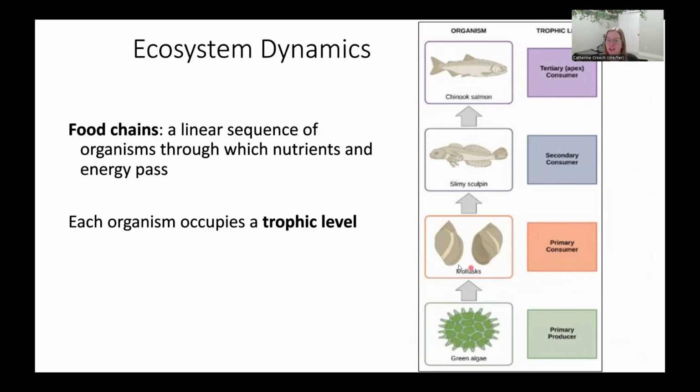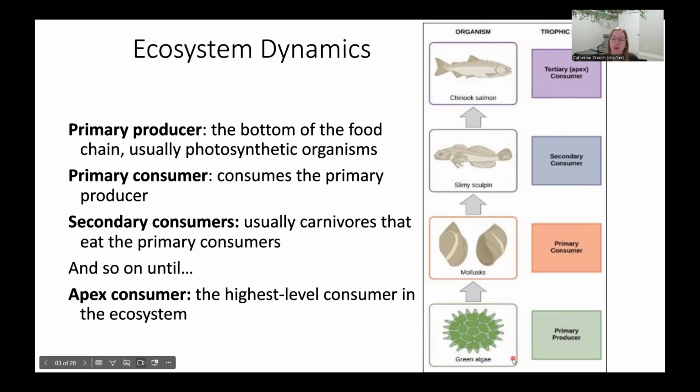Each level in the chain is called a trophic level. At the bottom, we have our primary producers. Those are going to be photosynthetic organisms, not always, but usually they're going to be photosynthetic organisms. So in this case, we have an aquatic system. We're starting with some green algae.